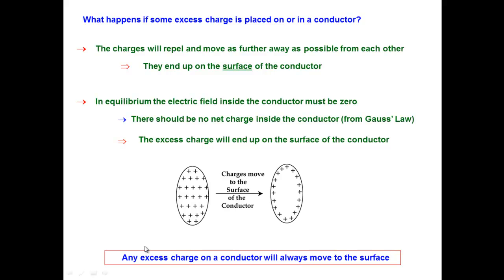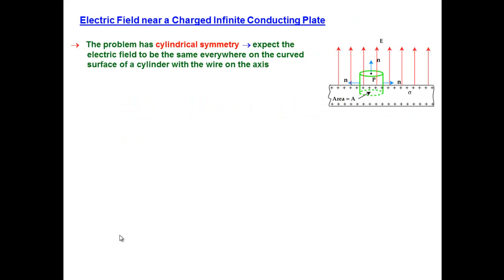So the principle, reasoned out in two different ways but with equivalent answers, is that any excess charge on a conductor will always move to the surface. And that's an important principle.